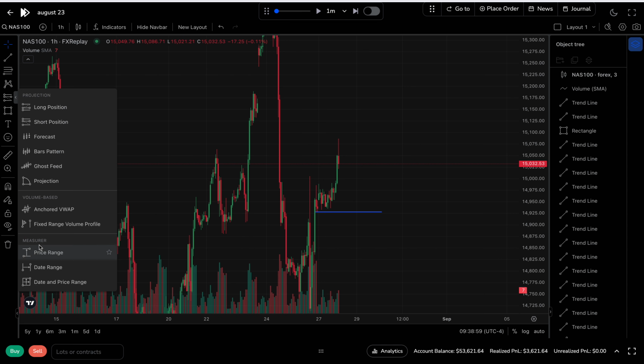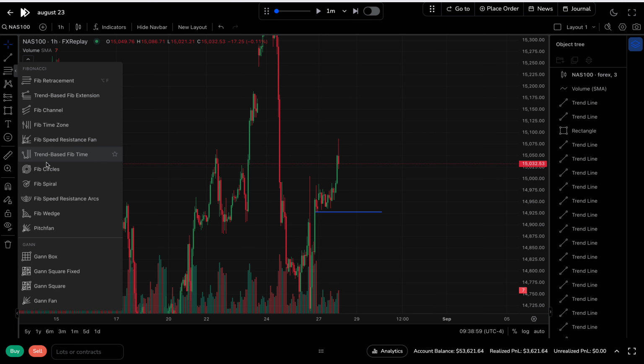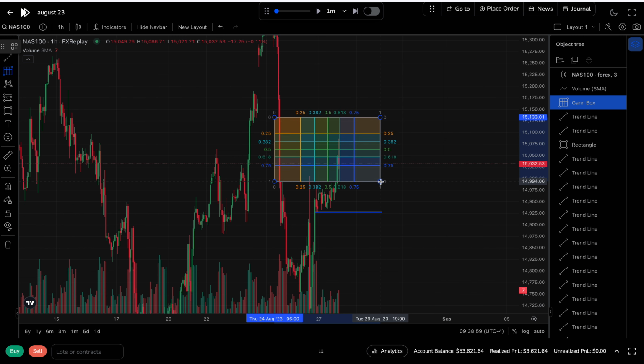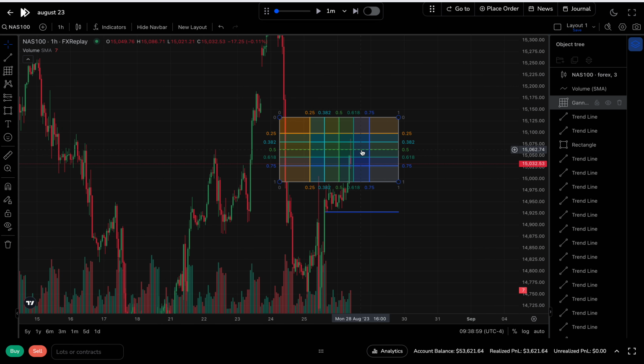I never look at this, but for some reason I want to look at this right now for an extra confluence. So draw the Gann box from here to down here. Then look, we respect the 0.5 of the range.